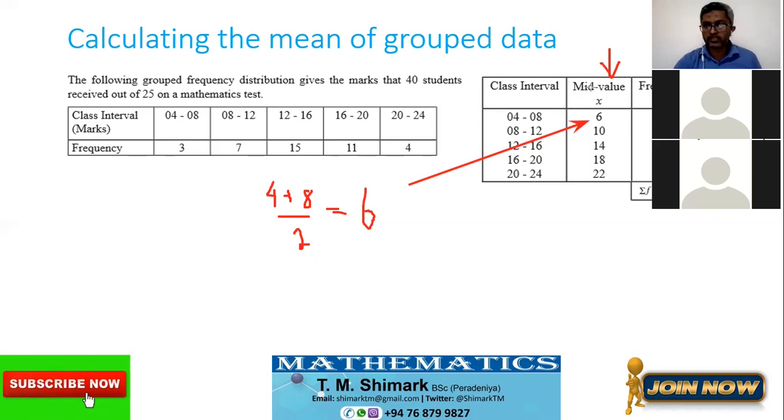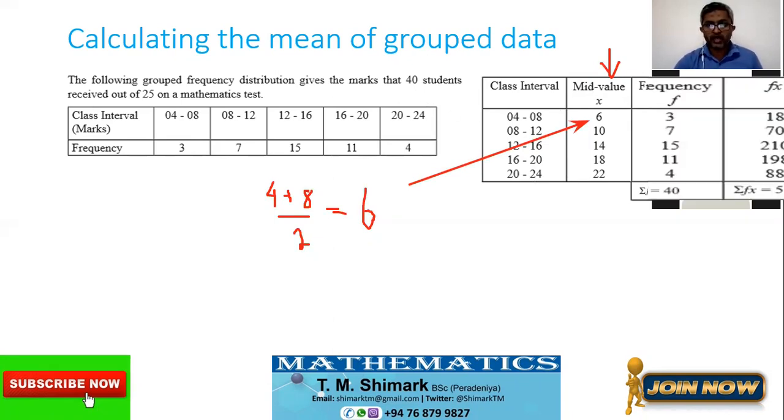Then frequency. Frequency means how many times this score is scored, right? 4 to 8 marks, 3 times is scored. So the addition of that will give the total number of students. This is something you have to be careful about. See this addition, this 40 is the total number of students. Frequency into mid value we will get fx. We call it fx. You add these fx's, that is the addition of fx, 584.